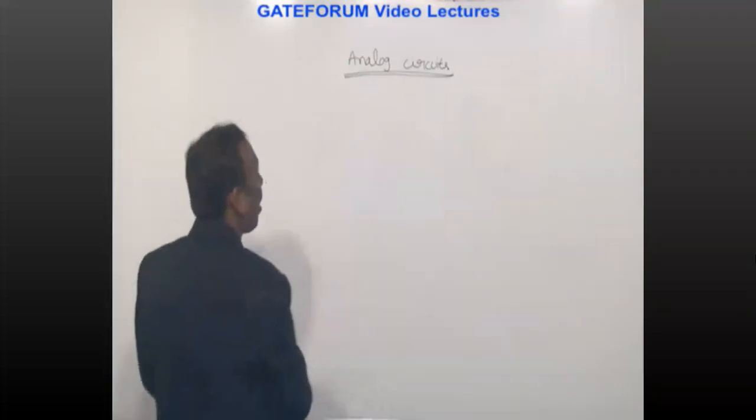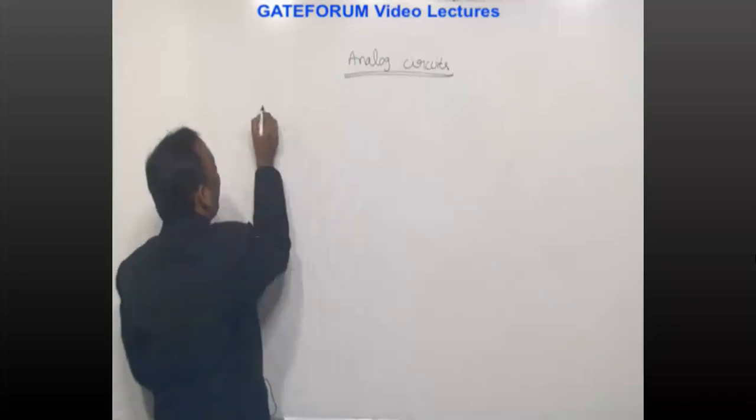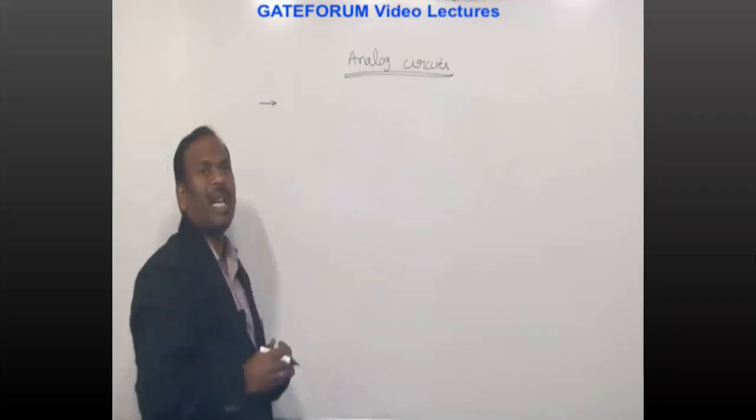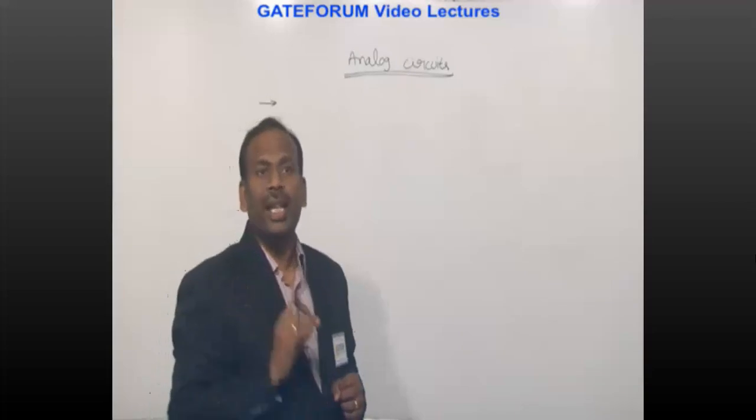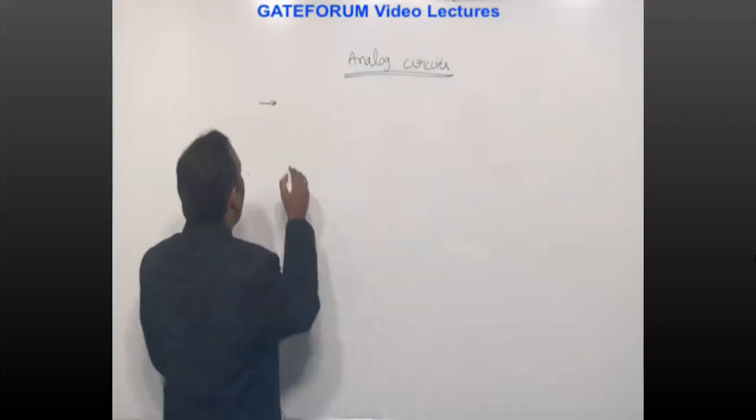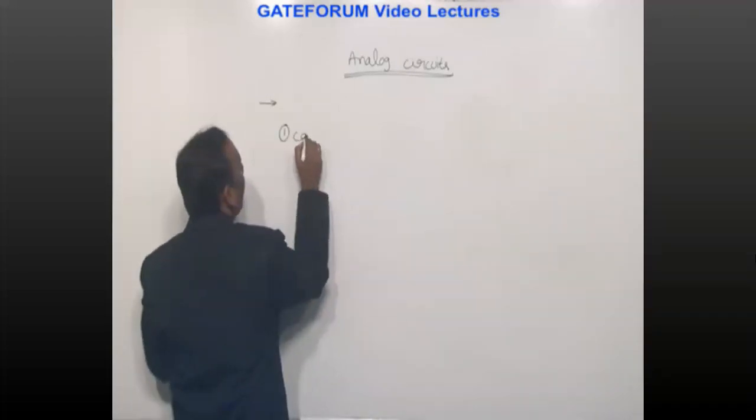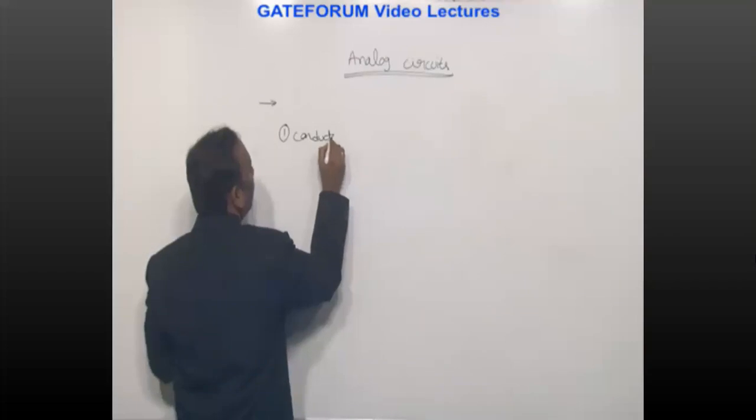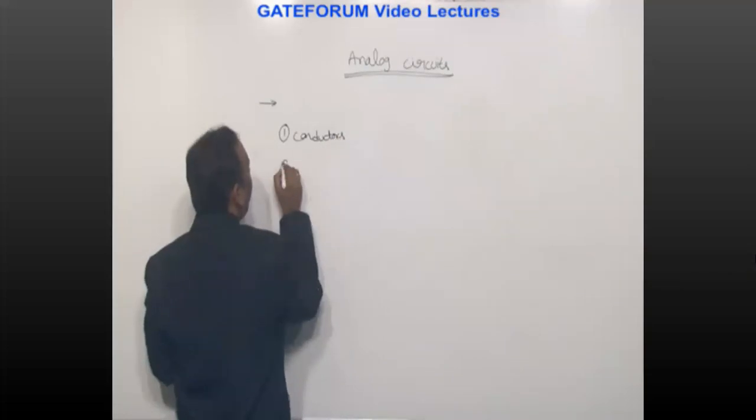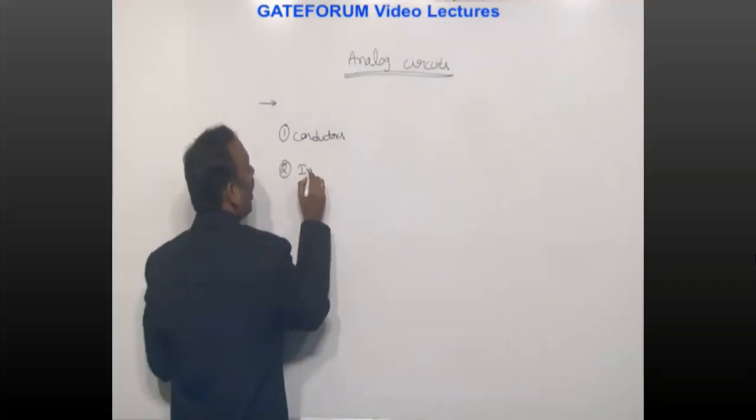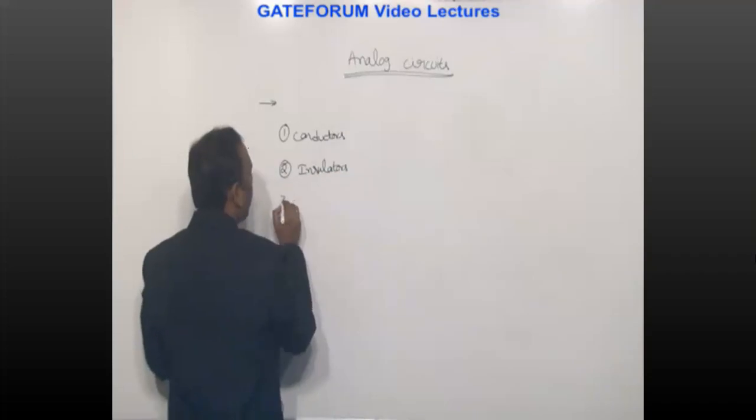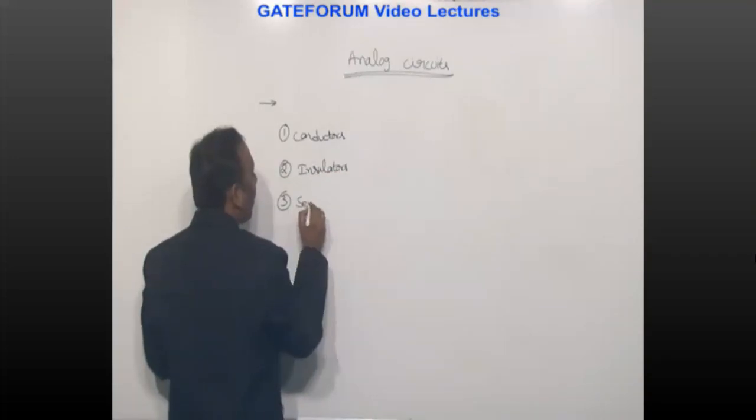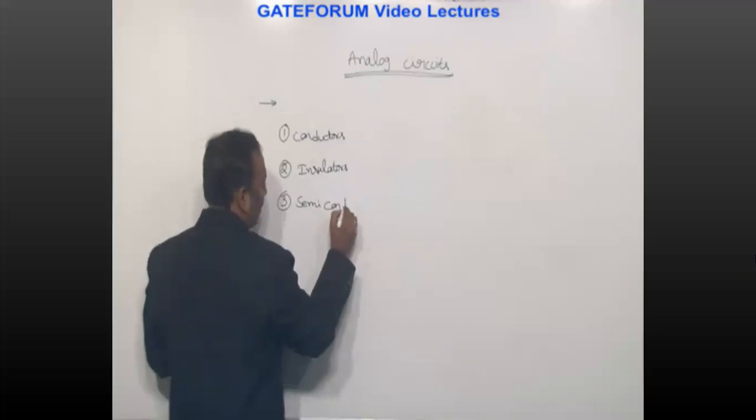Based on the conductivity, materials are classified into three categories. First one is conductors, second one is insulators, third one is semiconductors.